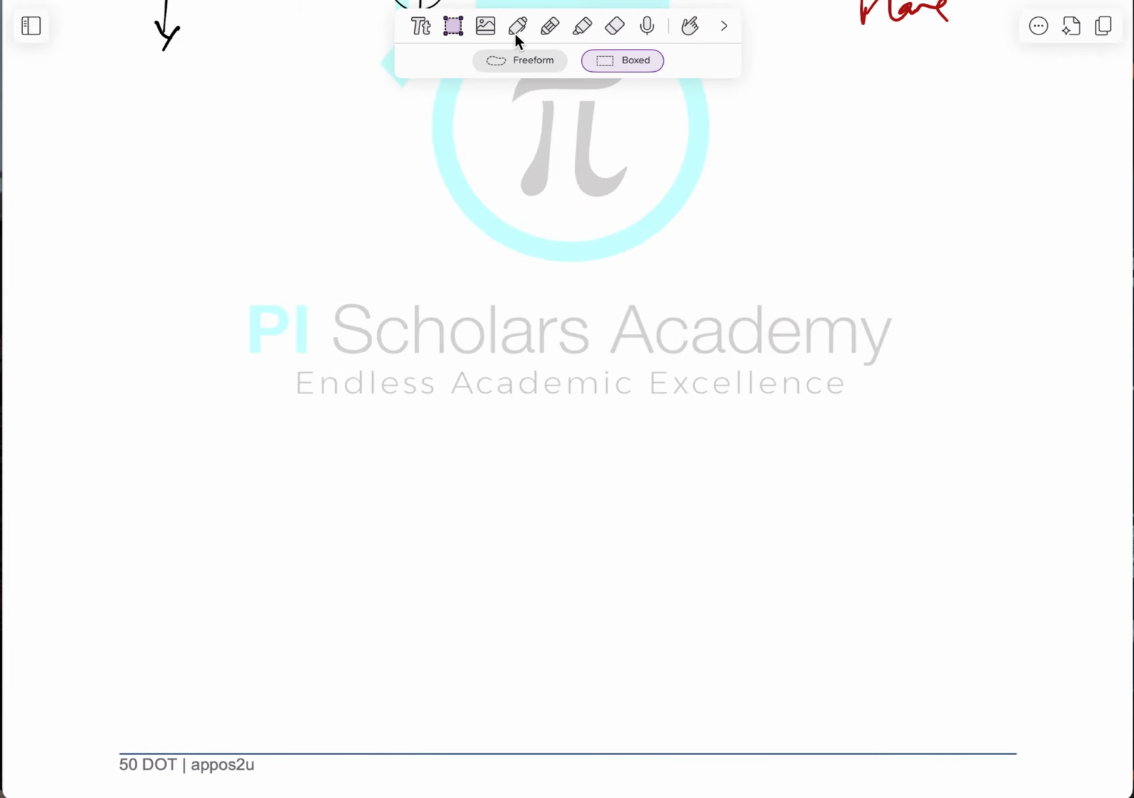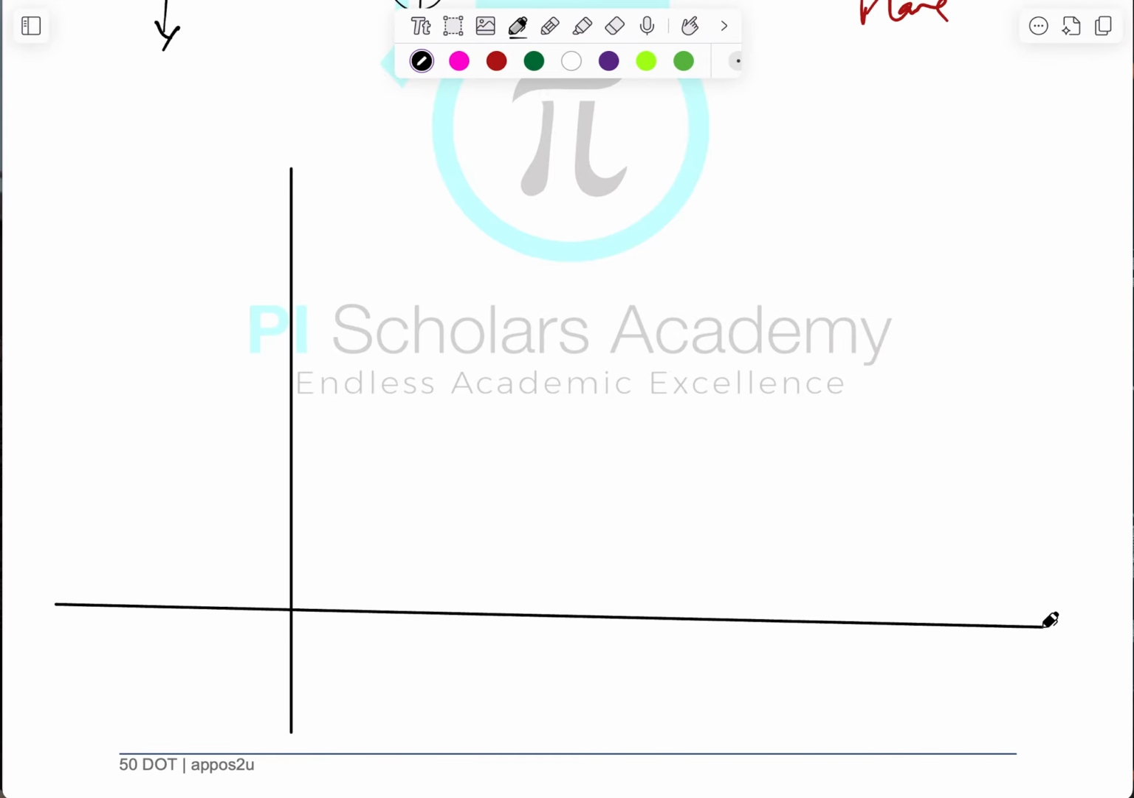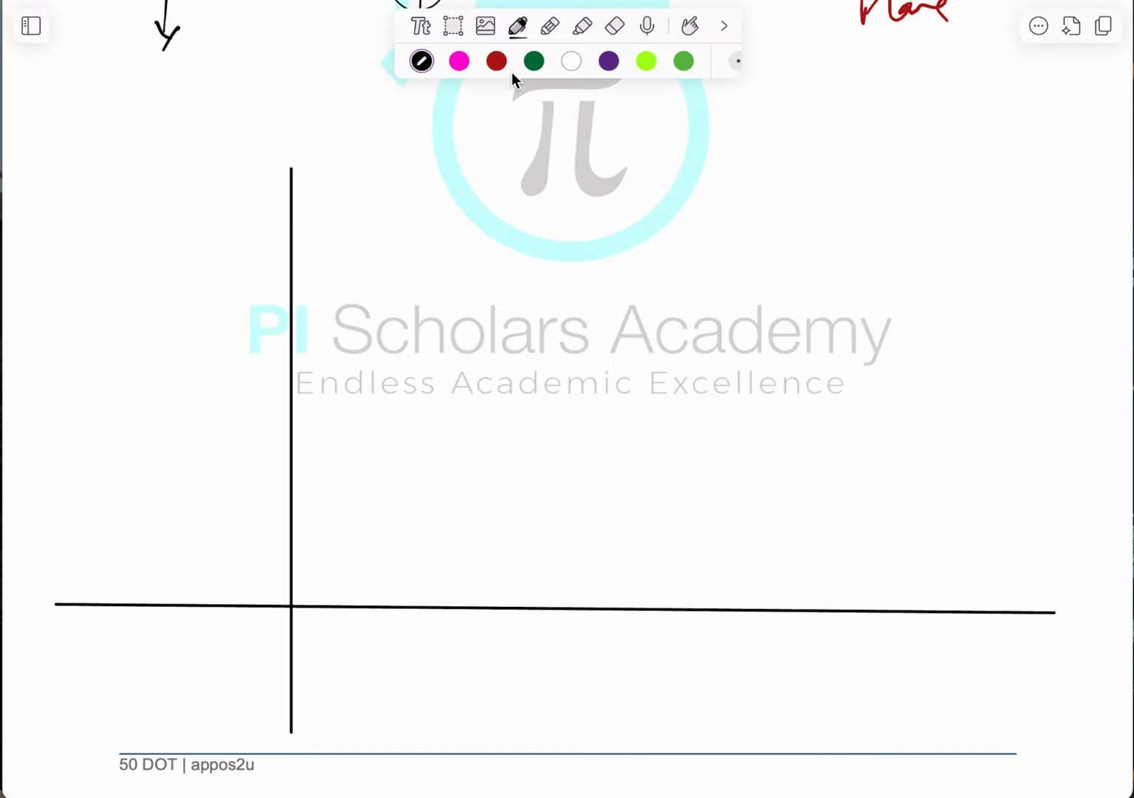I'm just going to redraw it. Okay, I think I should use black. So let me draw this here. We have this, and we have this. So this is the x-axis. This is x, and this is y. So this place, we have the origin, we have 0, comma 0.